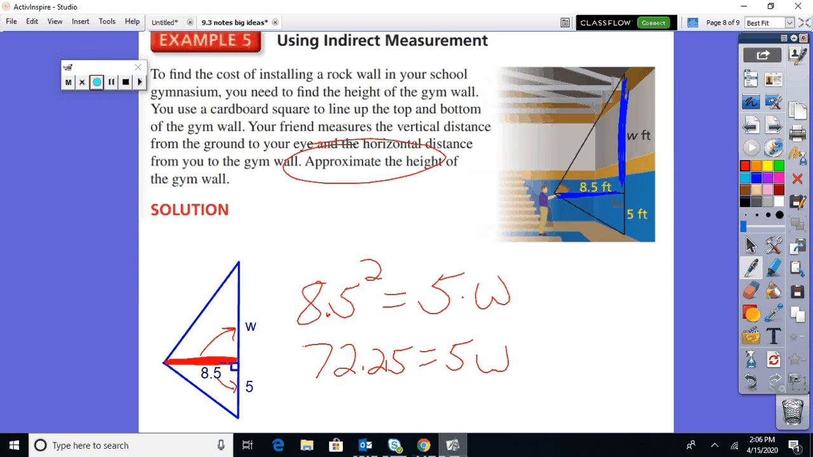Now in this one it says approximate the height. So that's how I know I'm just going to get a decimal for this one. And when I divide both sides by 5, I've got 14.45 for w. All right, so that would be the missing piece of the hypotenuse. All right, go ahead, pause the video here, and try your last one, my friends.